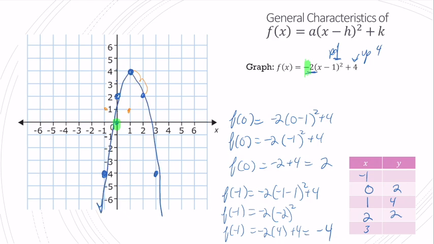My domain, all real numbers. My range, from negative infinity to positive 4. Our axis of symmetry is x equals 1, and my vertex is when x is 1, y is 4.